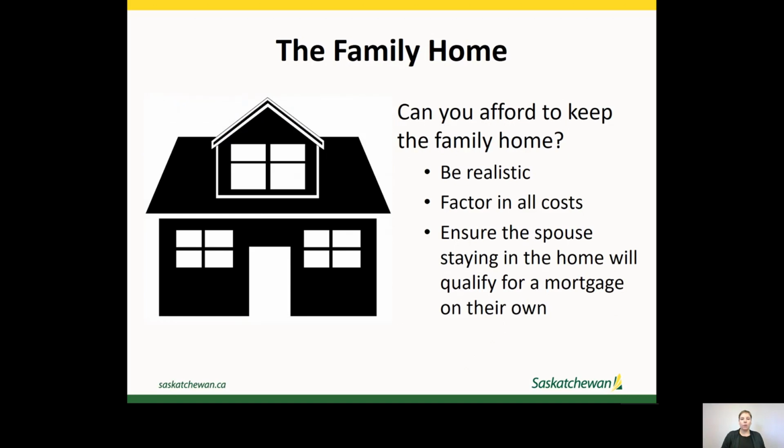One big decision that separating homeowners face is whether they can afford to keep the family home. It is important that this decision not only be based on whether you can afford to keep up with mortgage payments. You also need to make sure you are prepared to pay for things like taxes, routine maintenance, and emergency repairs on the home. If you do decide that one spouse will keep the family home, it is a good idea for that spouse to ensure they will qualify for a mortgage on their own before the division of property is finalized.